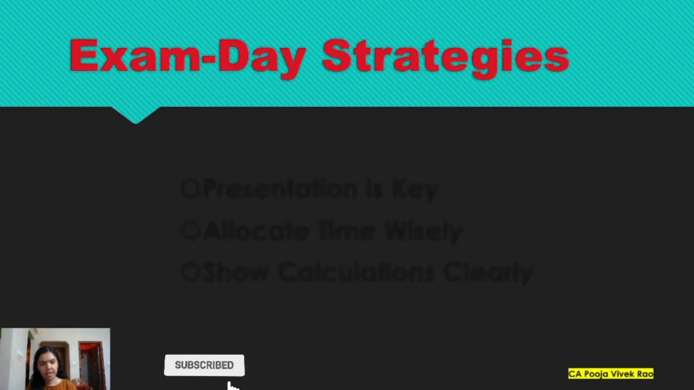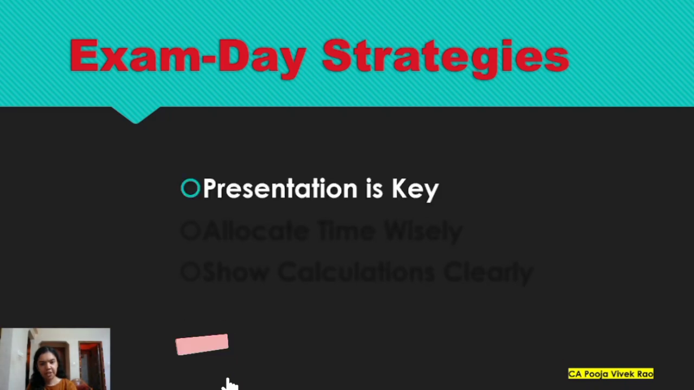Now let's talk about the exam day. Here are some do's and don'ts. Presentation is the key. Write your answers neatly with proper subheadings and working notes. For example, use bullet points to explain accounting treatments. Clearly label adjustments in consolidated financial statements.